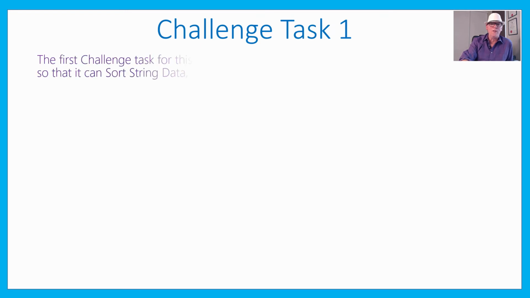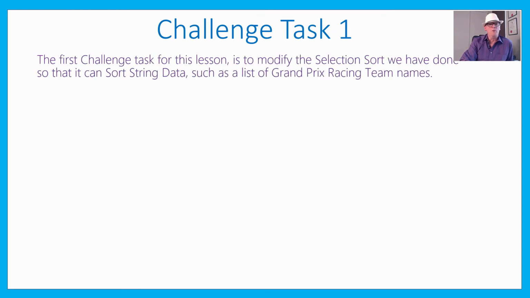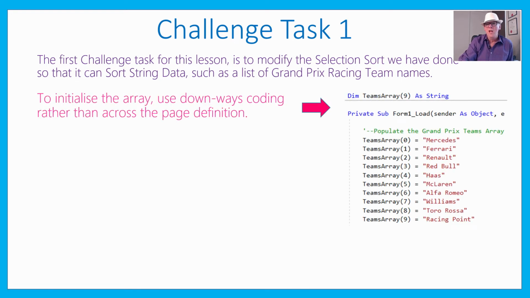So challenge task 1 that we've got for you here is to modify that selection sort, so instead of doing numbers, it can do strings. You'll have to redefine some of the things. Instead of being integer, they're going to be string. The one we're suggesting is a list of Grand Prix racing teams, so 10 of them. We've got Mercedes, Ferrari, Renault, Red Bull, Haas, McLaren, Alfa Romeo. All of these are not in sorted order.